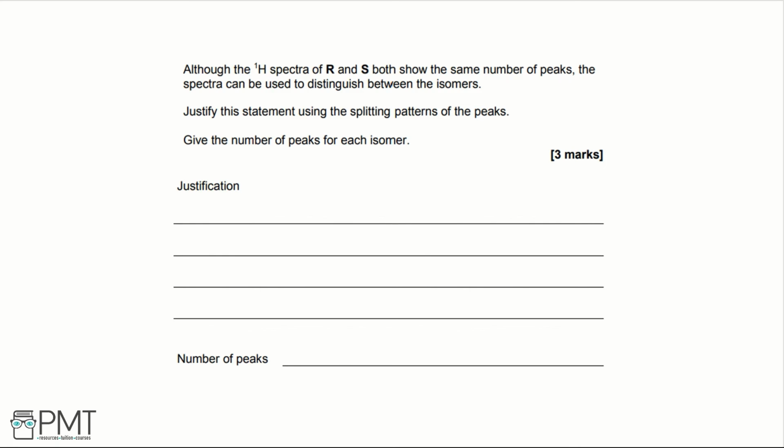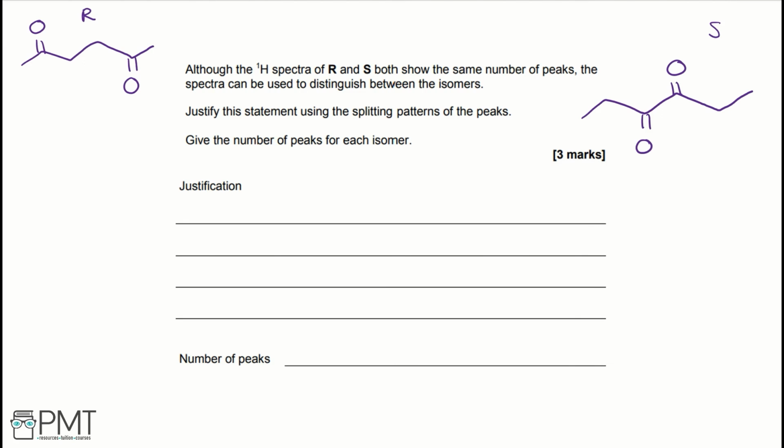Although the H1 spectra of R and S both show the same number of peaks, the spectra can be used to distinguish between the isomers. Justify this statement using the splitting patterns of the peaks. Give the number of peaks of each isomer. So to help with this question, I've redrawn the structures of R and S so we can identify the number of peaks in a proton spectra.